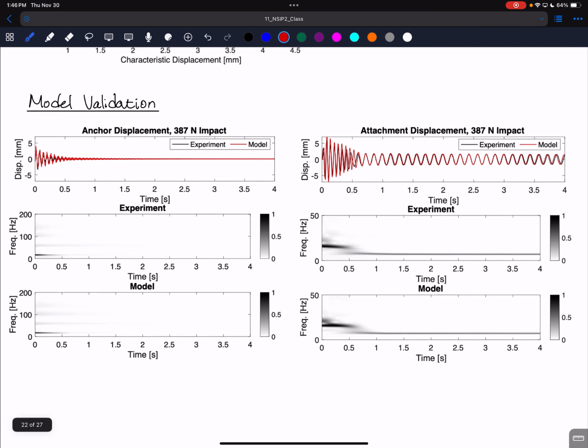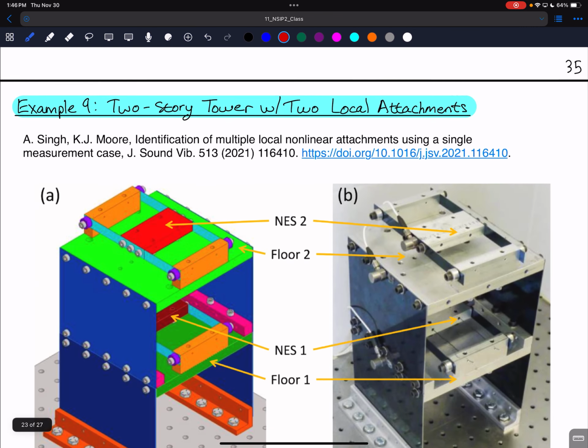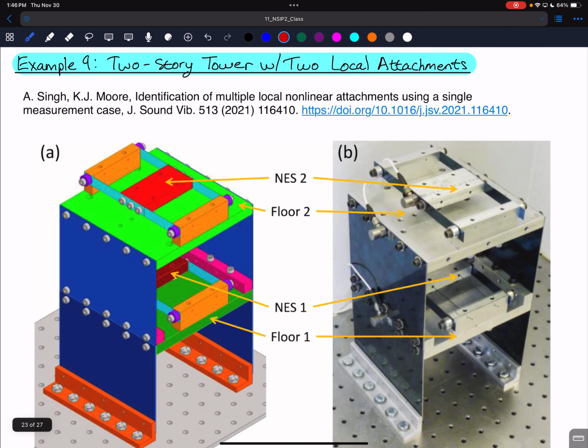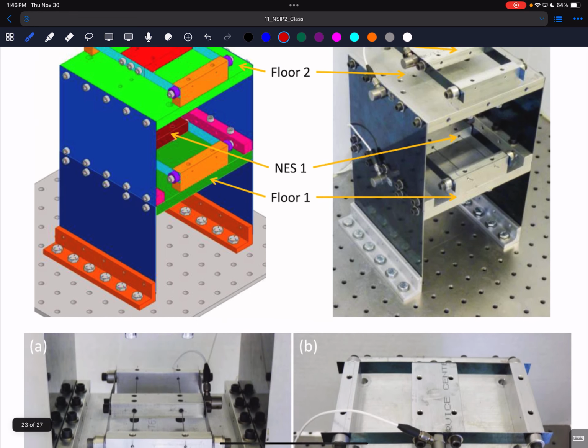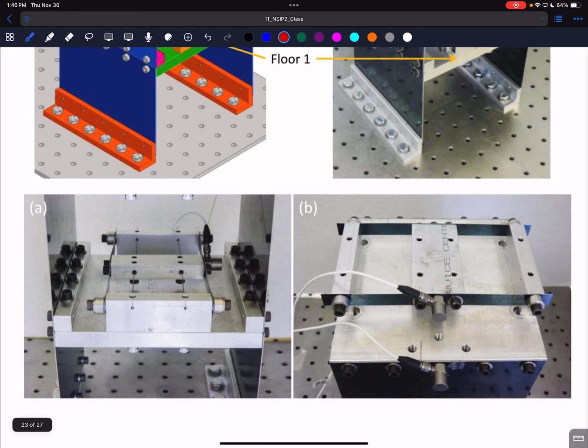All right, we're going to very quickly go through one more example. We're not going to really write anything for this, I'm just going to talk about it. Another example we did was that we had a two-story tower with two NESs, one on each floor installed, and we wanted to use a single measurement to identify both of these simultaneously. I'll let you look through this, but here's a zoomed-in view of the two NESs, one on each floor.